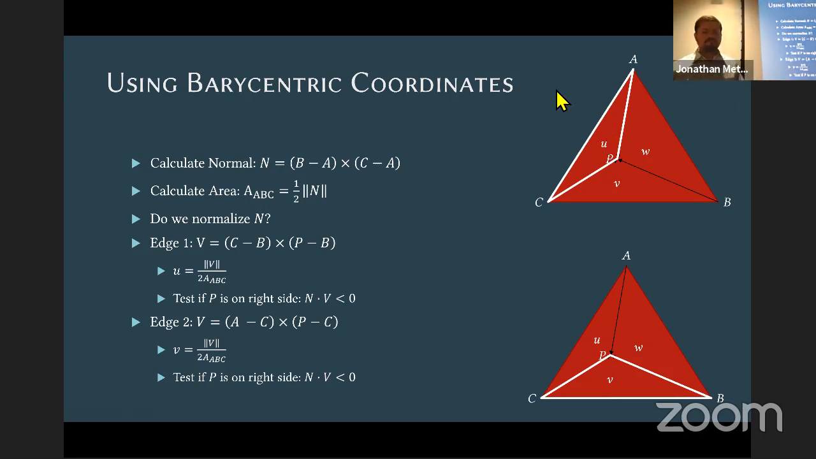Okay. Then we do the same test with edge number 2. So we calculate the vector, and that's V. And then we go ahead and test to see if P is on the right side. So we do the same test, n dot V is less than 0. So that is how we use it to determine whether the point we're interested in is inside or outside of the triangle. It's just a slightly different way of looking at it from the previous slide.